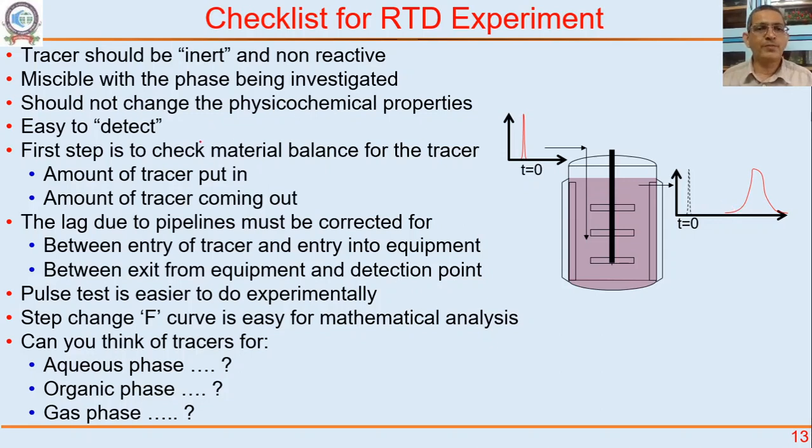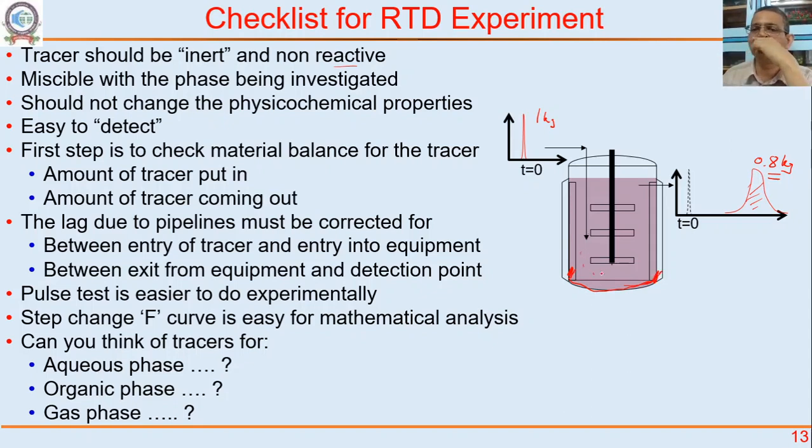When you do an experiment, first thing to check is to do a material balance. How much tracer have we put in? Have we put in 100 kg, 100 moles, 10 kgs, 1 kg? And how much tracer has come out? Material balance. If I put in 1 kg of tracer and I get 0.8 kg only at the outlet, that means tracer has either reacted or tracer has remained inside or tracer is stuck to the wall. It is adsorbed on the wall.